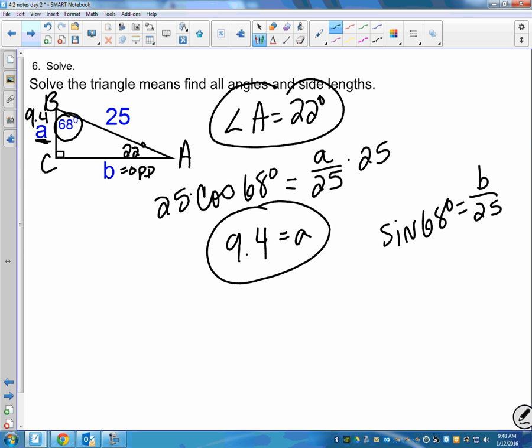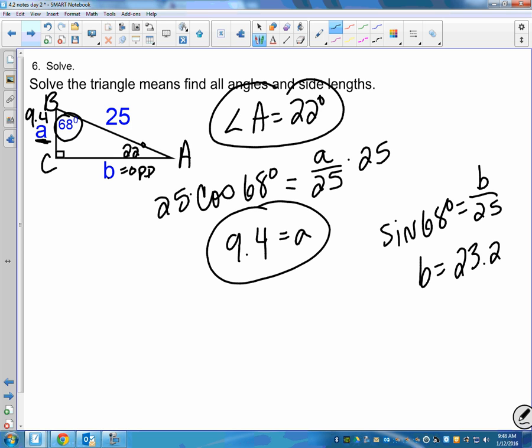I also like doing trig over Pythagorean theorem because 9.4, it really wasn't 9.4, right? It kept on going. So the fact that we cut that off, and now we'll use it to find b, means that we might get a little bit different answer than if we do the trig way, but it should be similar. So if I did this, if I round to 1 decimal, 23.2.